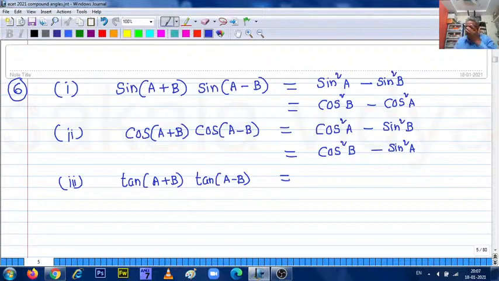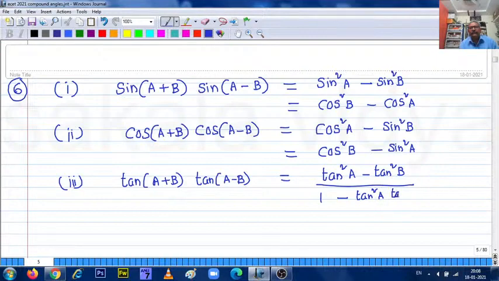So what is tan of A plus B into tan of A minus B? Here you get it like this: tan square A minus tan square B upon 1 minus tan square A into tan square B.